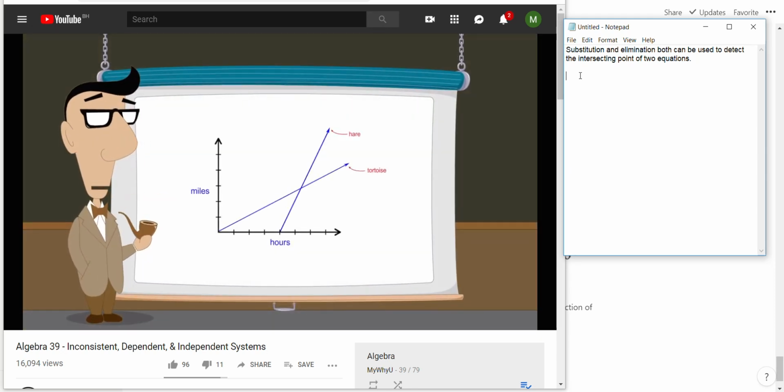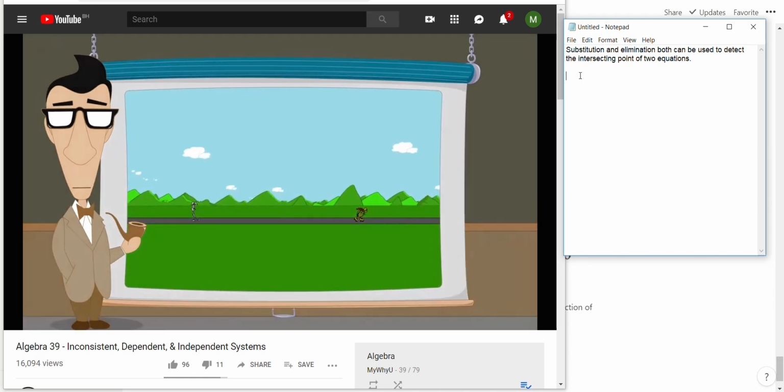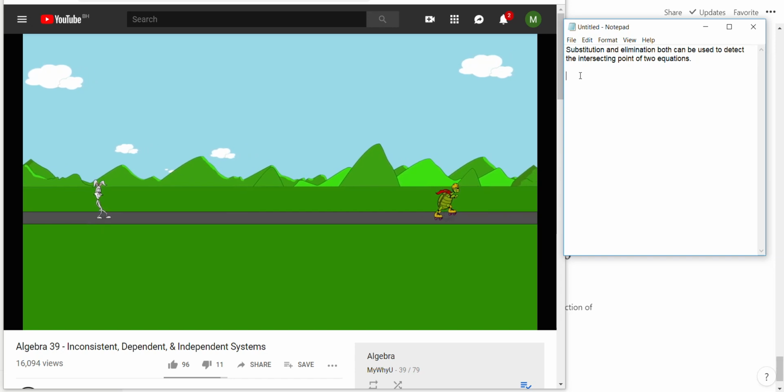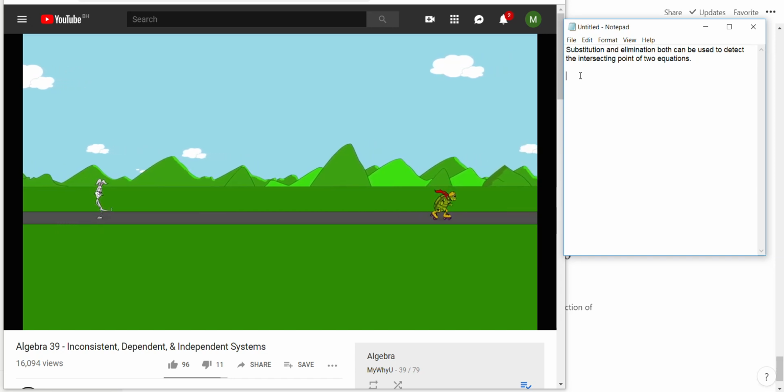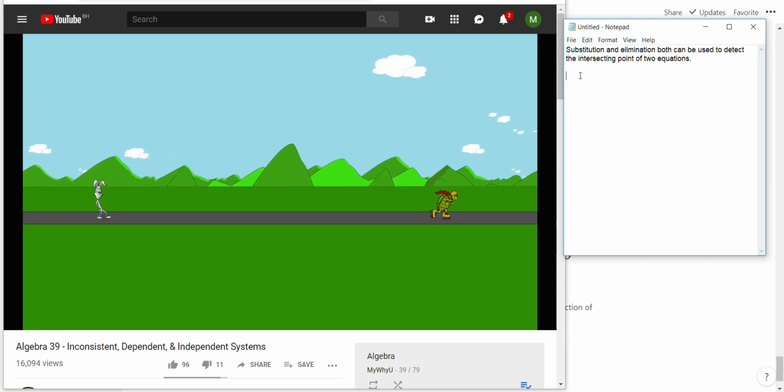Since the two runners' speeds are the same, their graphs have the same slope, and the two lines are parallel. Since the two graphs never intersect, the tortoise and hare never meet. This system of linear equations therefore has no solution.